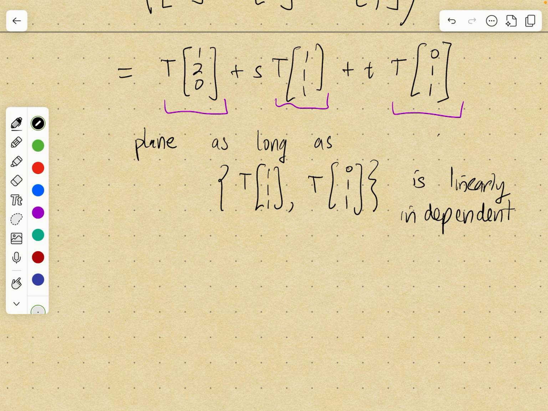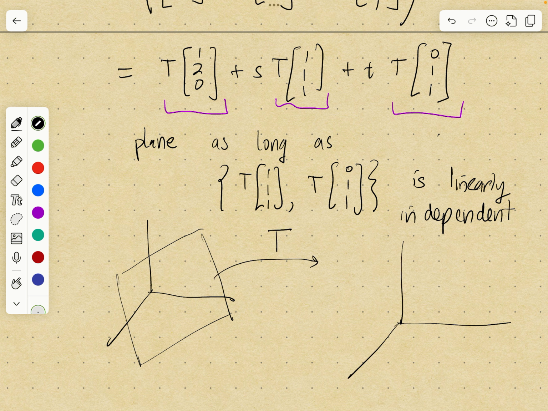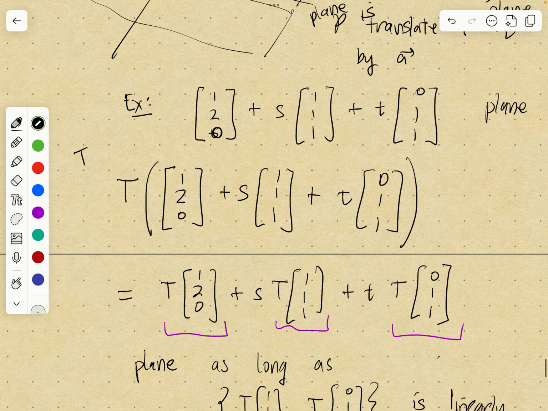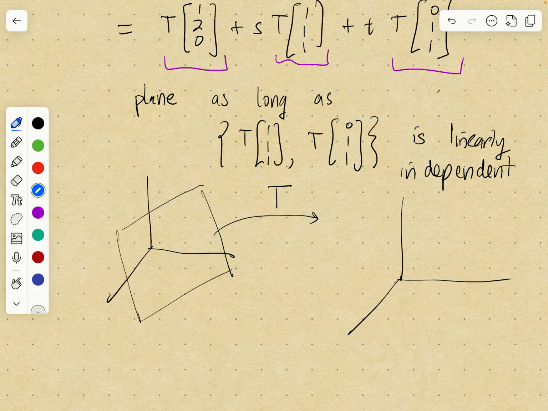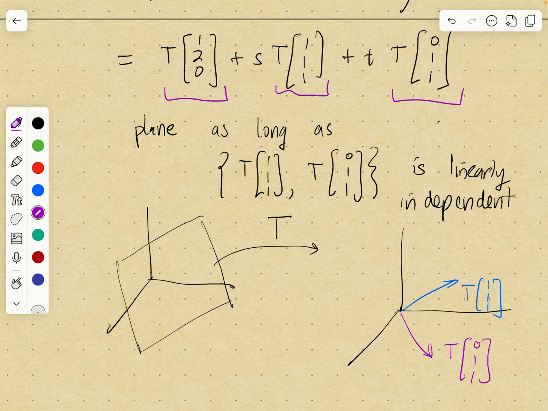Okay, so what's going to happen is I have this plane that doesn't go through the origin in my domain, and let's say that I have a linear transformation from R3 to R3. So if T of 1, 1, 1 is like here, and my T of 0, 1, 1 is, let's say, there, then I have this plane that goes through these two vectors. This plane goes through the origin.